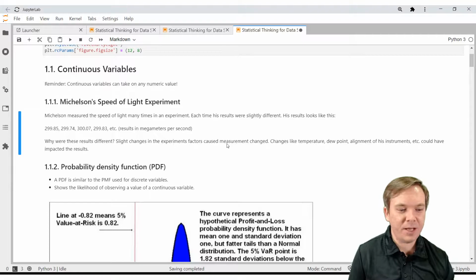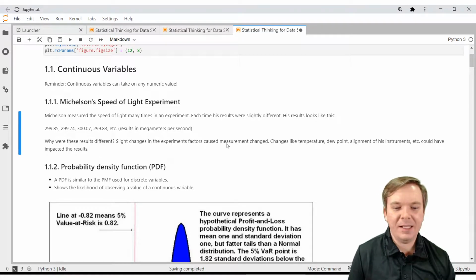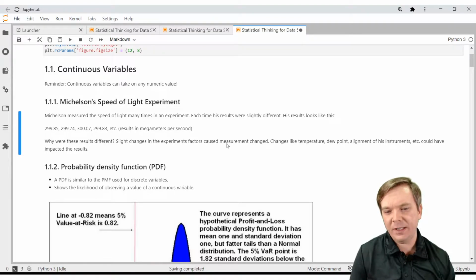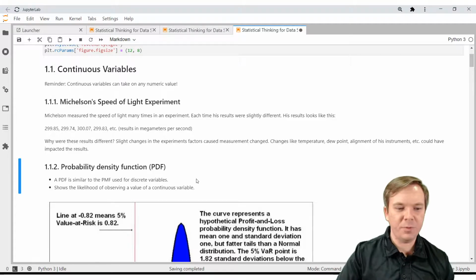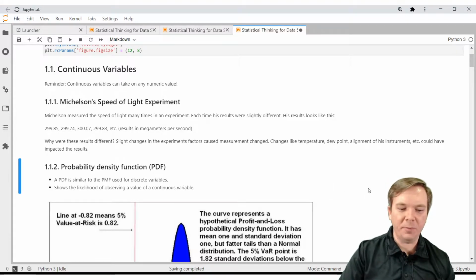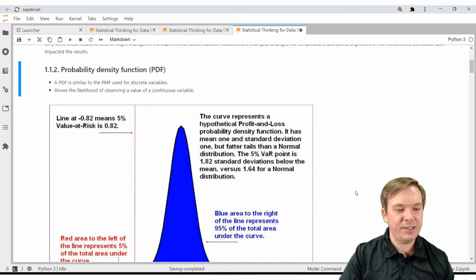So 299.85, 299.74, 300.07, 299.83, etc. And these are all in megameters per second. And he said, well, I don't think that these are actually all accurate either, right? They're not perfect because things like temperature, dew point, his instruments, etc. could have impacted the results. So what we can do is use a continuous variable measurement, something called the probability density function, to estimate what the average is, okay?